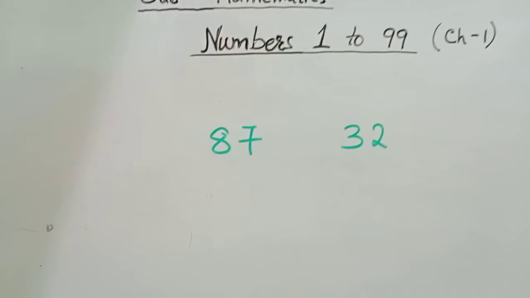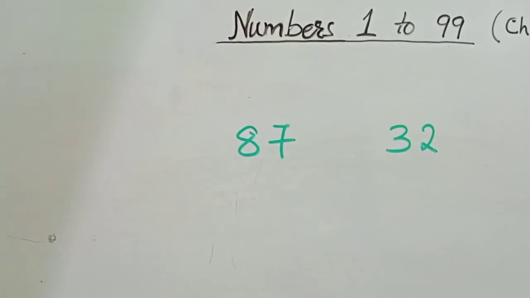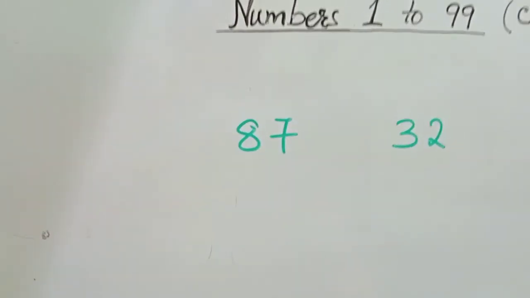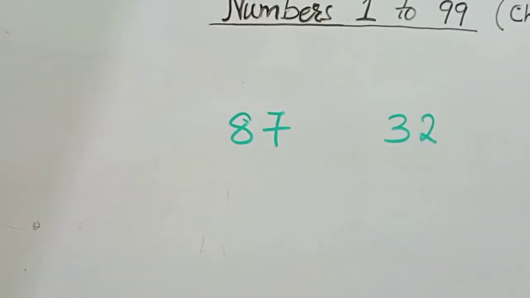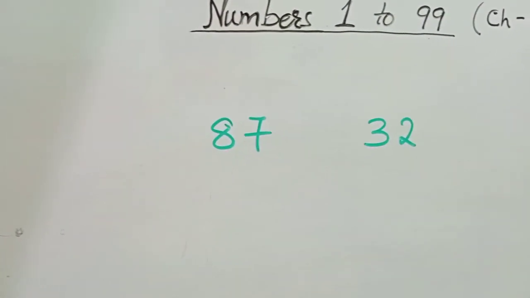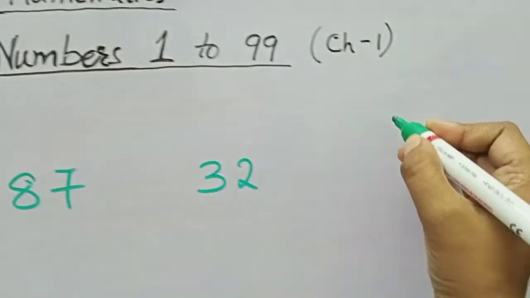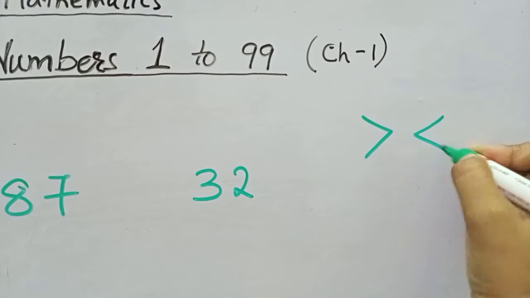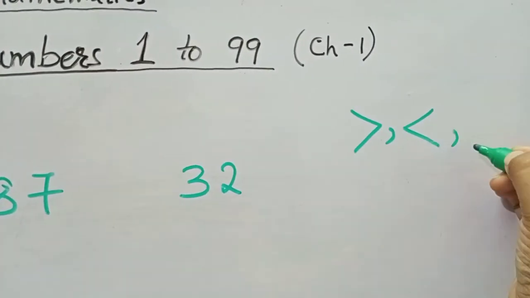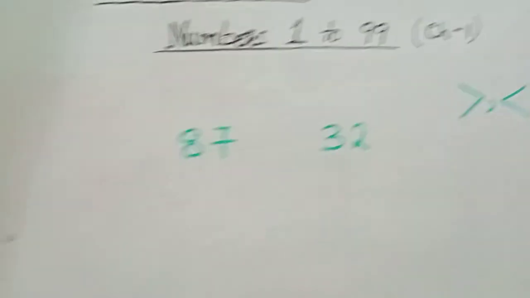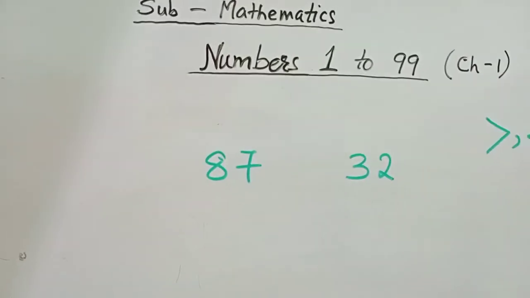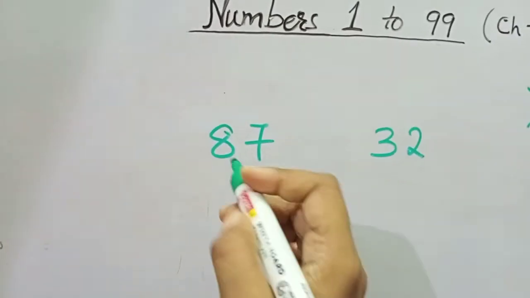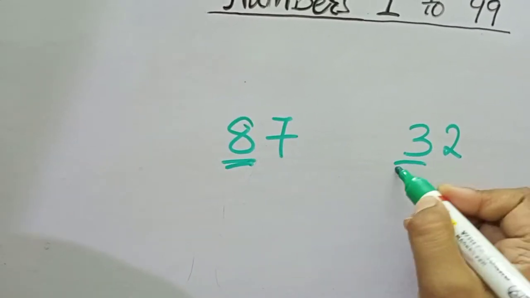Now let us take 2 numbers, the 2-digit numbers 87 and 32. How do we understand which number is greater and which one is smaller? The greater than sign is this one, the less than sign is this one, and the equal to symbol is this. For determining this, we will always look at the digit in the tens place, that is this one.